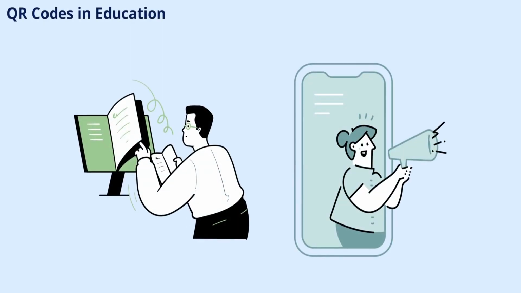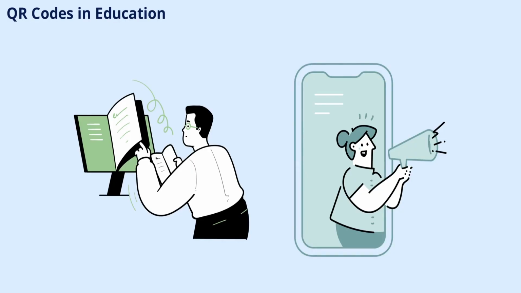Teachers and students are using QR codes to make learning more interactive. Educators can link codes to videos, quizzes, or extra resources, making it easy for students to access materials with a quick scan. This approach encourages engagement and helps students learn at their own pace, both in the classroom and at home.